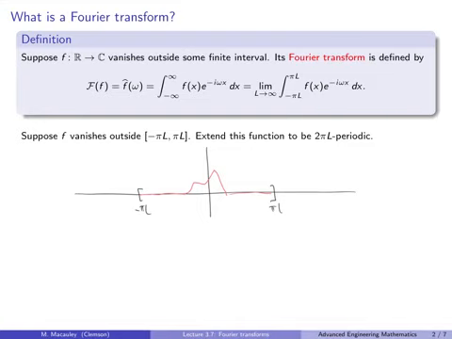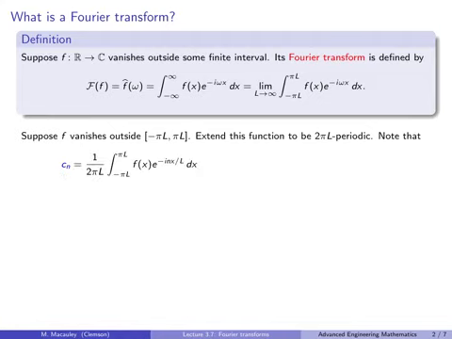And let's see what happens if we compute the Fourier series of this function. Now this is not periodic, but what we could do is extend this function to be periodic, of period 2 pi L. And if we do that, we can compute the Fourier coefficients c_n. And by definition, c_n is 1 over 2 pi L times the integral from negative pi L to positive pi L of f of x times e to the minus i n x over L dx.